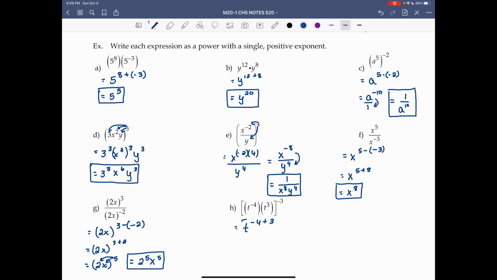And then that is all to the power of negative 3, which gives me t to the power of negative 1 to the power of negative 3. This is power of a power rule, so I multiply my exponents. Negative 1 times negative 3 is positive 3, so I get t to the power of 3. That's why I take care of my negatives last, because sometimes through other simplifications, you end up without negatives.